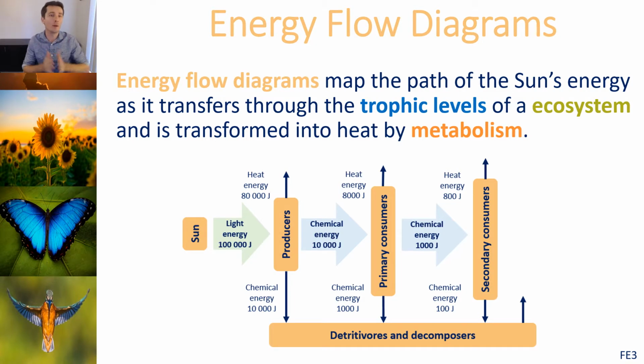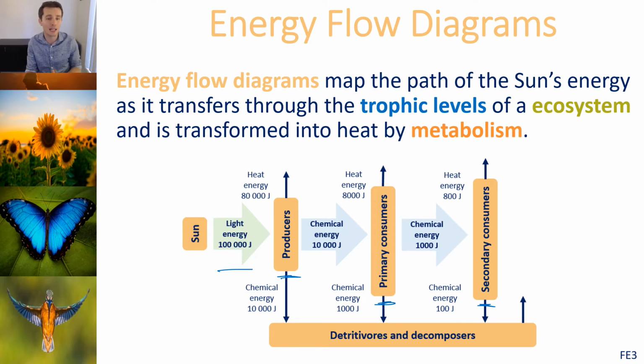What are they? Energy flow diagrams map the path of the sun's energy as it transfers through the trophic levels of an ecosystem. You'll notice here, this is the amount of light energy coming into the system, and these are our different trophic levels. So we have producers, primary consumers, and secondary consumers. I did show you an energy flow diagram in the last lesson. We did one that flowed a different way. They can be shown to flow both ways. Either your arrow's going this way or your arrow's going across.